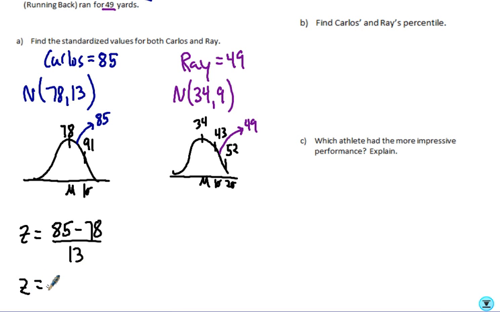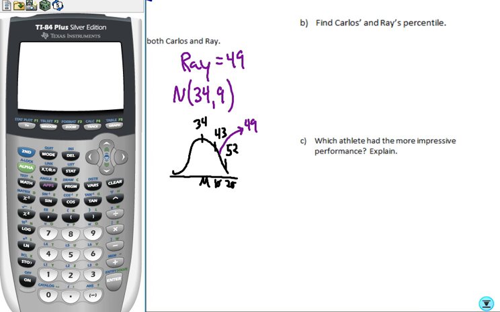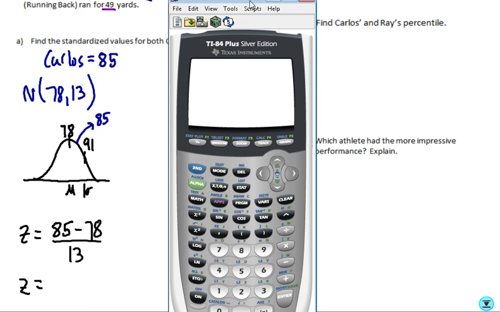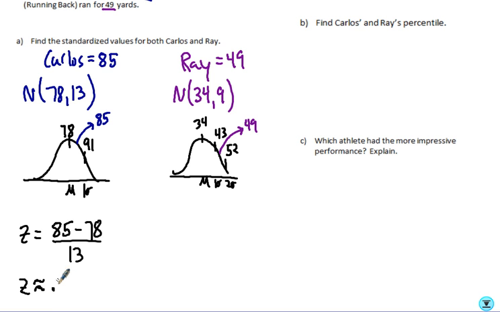So if we do all that, if we do 85 minus 78, and then we divide that by 13, we end up getting 0.53. We can round that to maybe 0.54. So we'll say approximately 0.54. And that should make sense because he was somewhere in between the average and one standard deviation, kind of about halfway in between there. So that's why our number is 0.5.